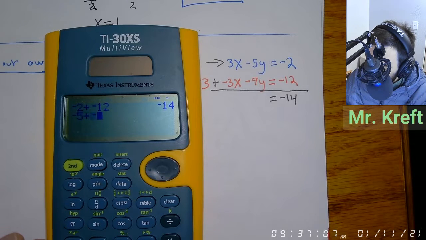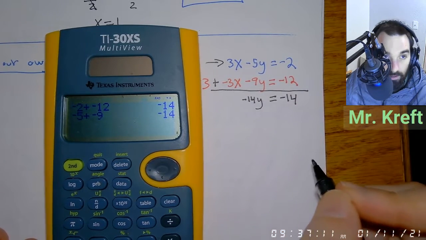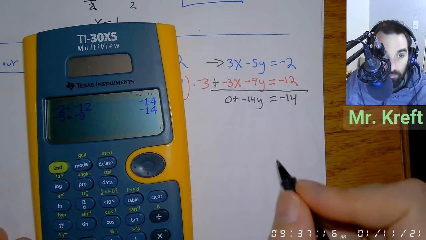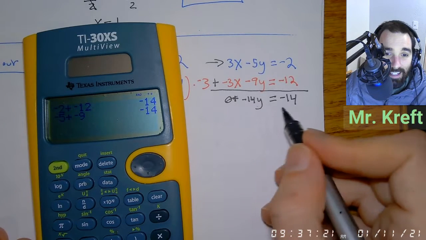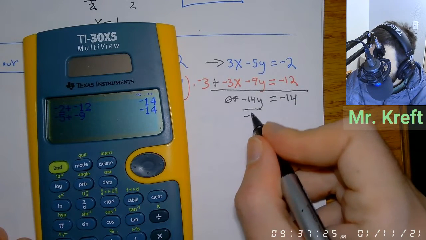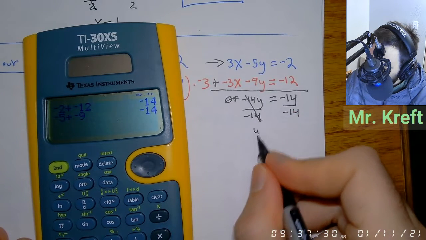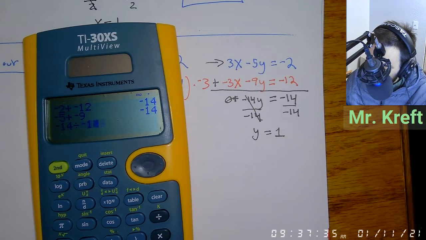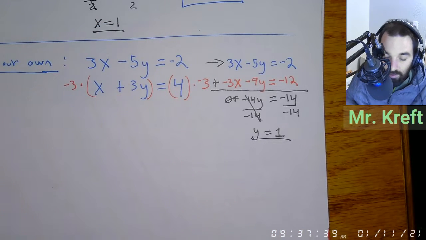And then I'm going to have -5 plus -9. So I'm going to have -14y. And then this is going to go to 0. Oop, plus a negative, right? So that can just go away. So this is kind of nice. I can kind of do this one in my head. I have -14y equals -14. So I go ahead and I divide by -14. And I get y equals +1. And you can double check that on your calculator. -14 divided by -14 is +1.